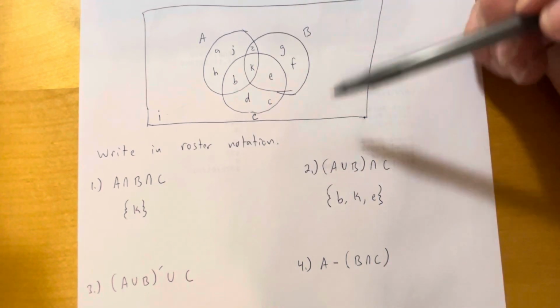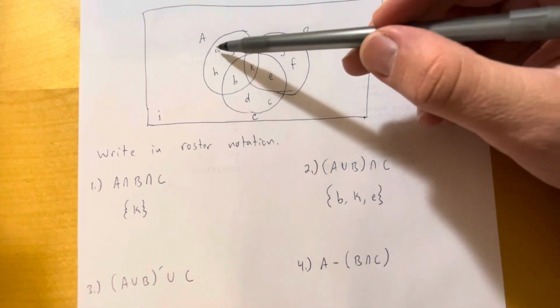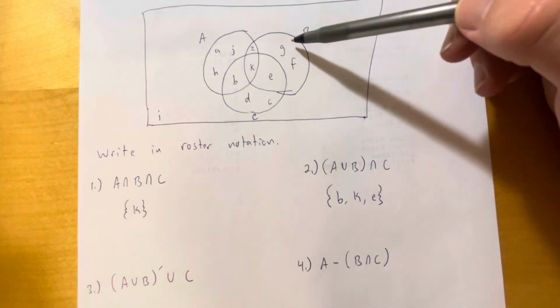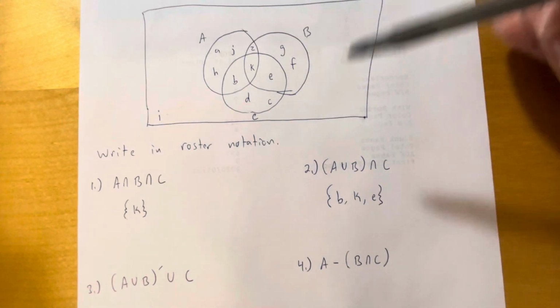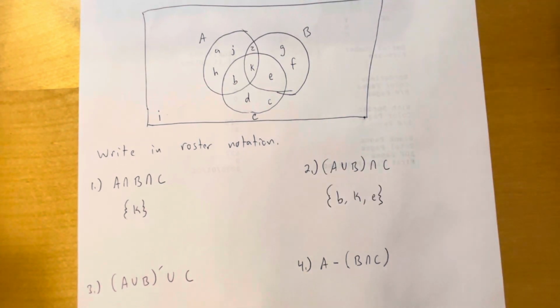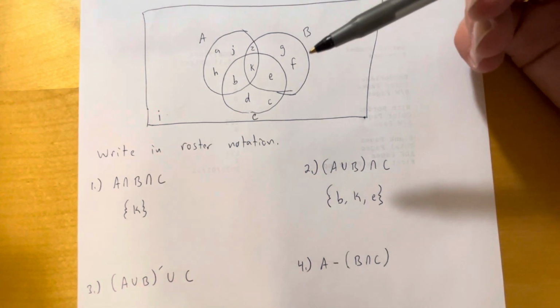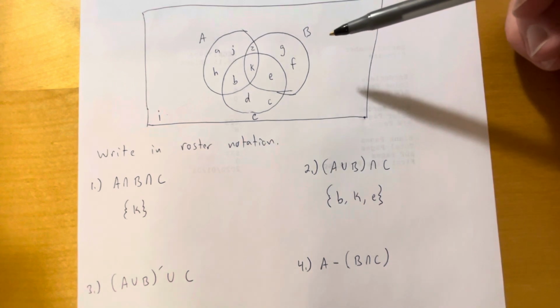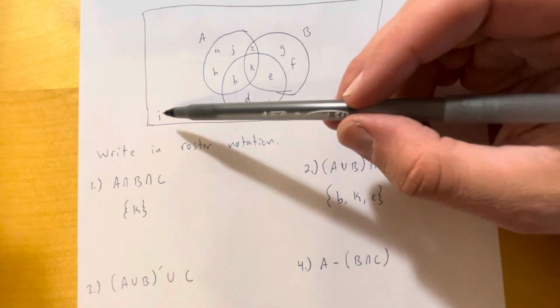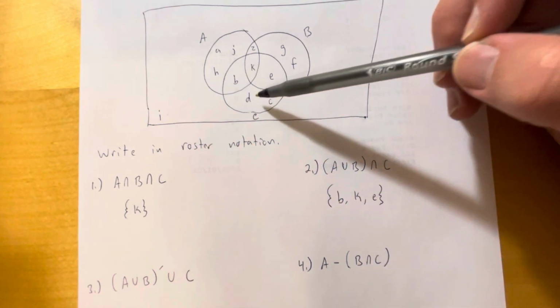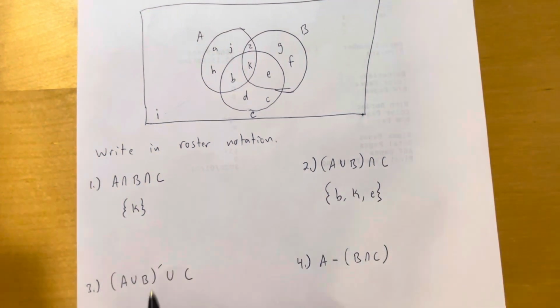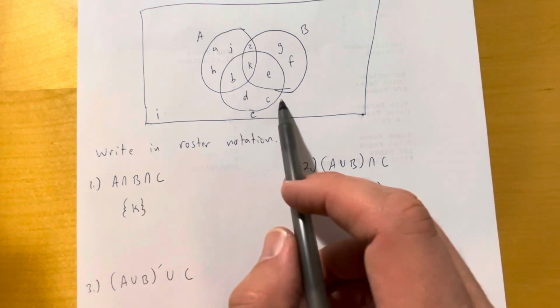We listed off everything in A union B. Remember, it was all of these elements here, just everything that belongs to either A or B or potentially both. So the complement is the set of everything else. That would be the set of all elements that are outside of both of those sets, which from what I can see here only includes I, D, and C.